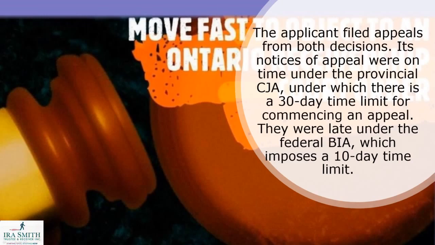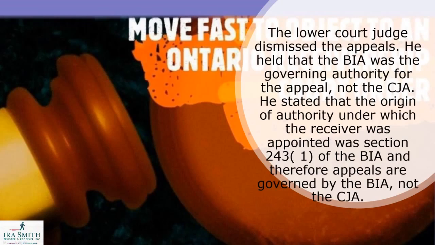The lower court judge dismissed the appeals. He held that the BIA was the governing authority for the appeal, not the CJA. He stated that the origin of authority under which the receiver was appointed was Section 243(1), for appeals are governed by the BIA, not the CJA. He further went on to say that the appointment also under the CJA did not have the result of ousting the BIA as the source of the appellate authority.